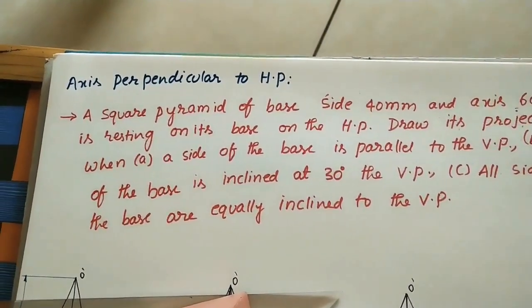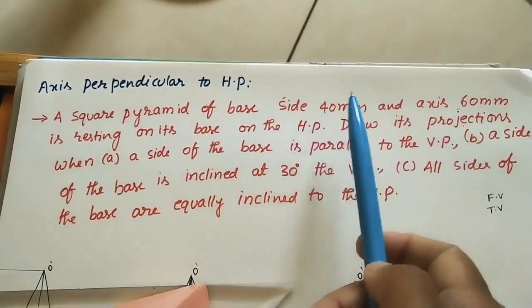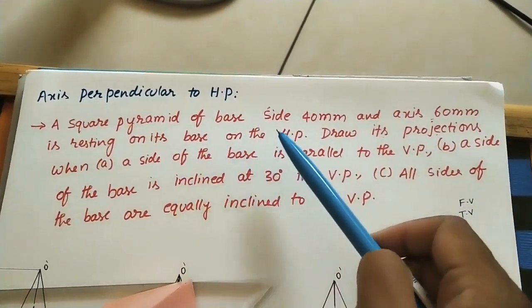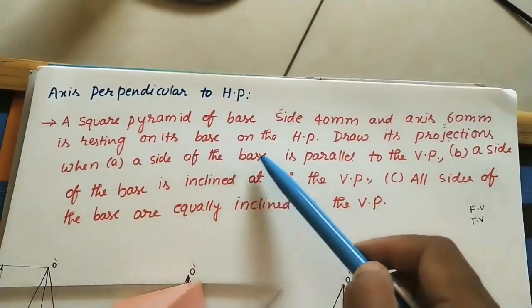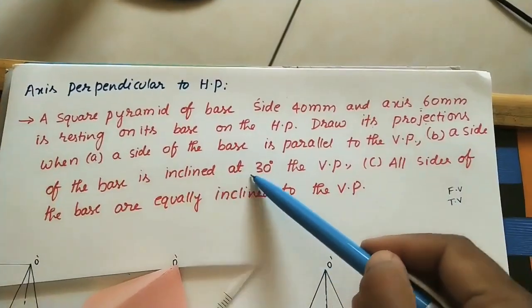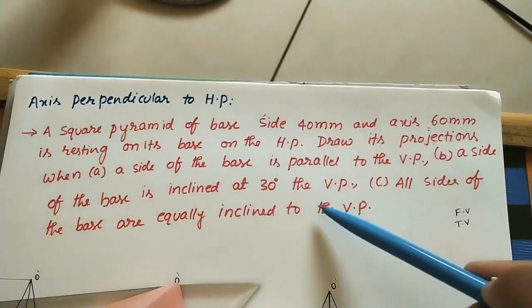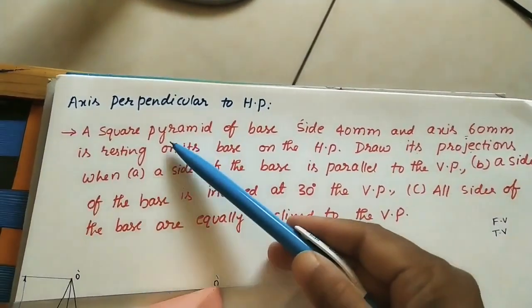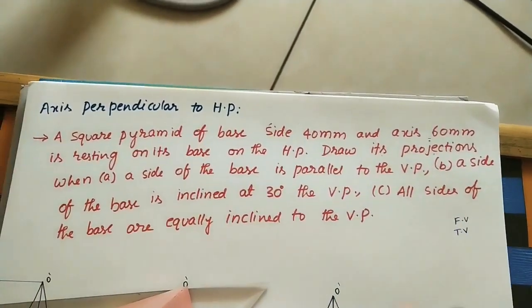Let us take the given data for doing the projections of solid. Here the given question is: a square pyramid of base side 40 mm and axis 600 mm is resting on its base on the HP. Draw its projections when, first, a side of the base is parallel to the VP; second, a side of the base is inclined at 30 degrees to the VP; third, all sides of the base are equally inclined to the VP. This is the given data. We need to do the projections of the given square pyramid in all three cases, A, B, C. Let us do the projections.